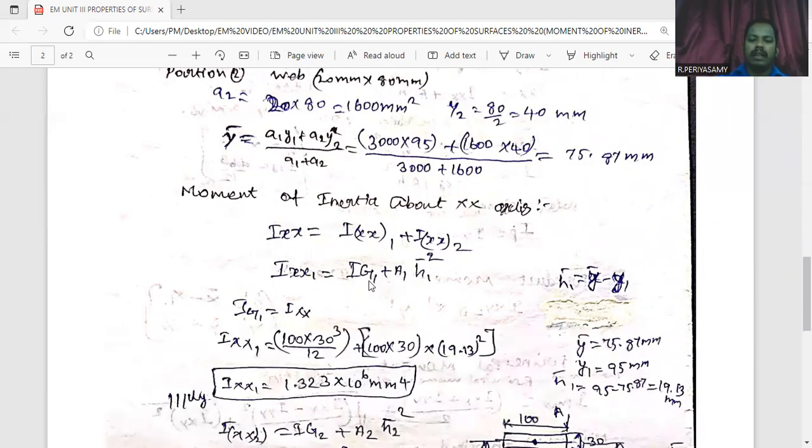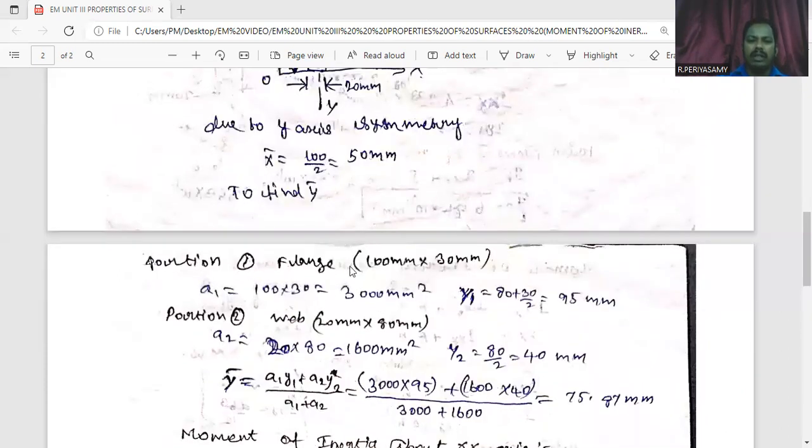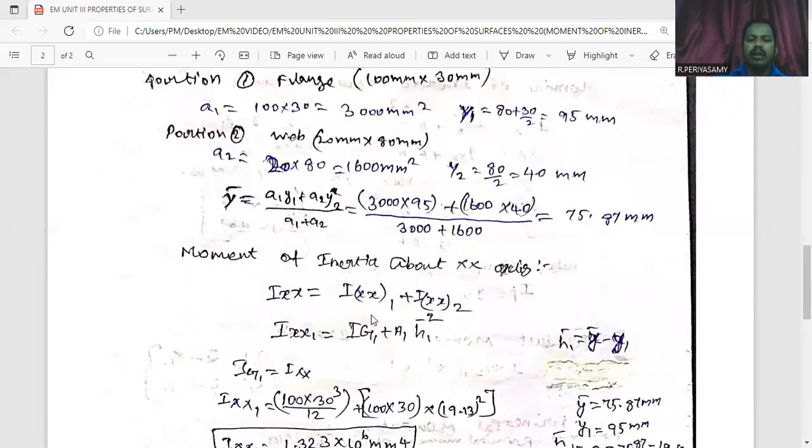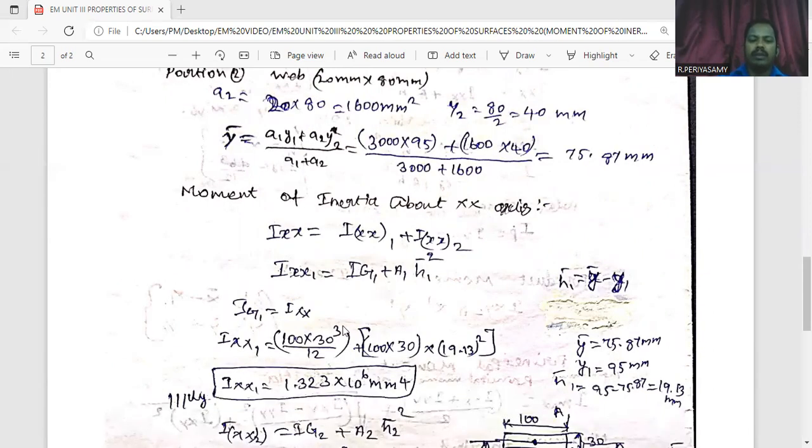Here Ig1 is for a rectangular component. So for a rectangular component about the x-axis, the formula for Ig1 is BH cube divided by 12. Here we have to find Ig1. Ig1 formula is BH cube divided by 12.